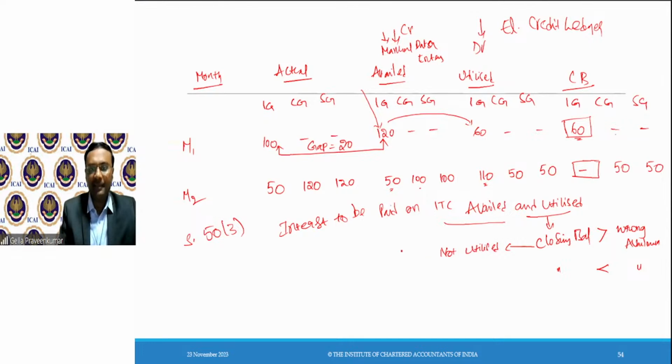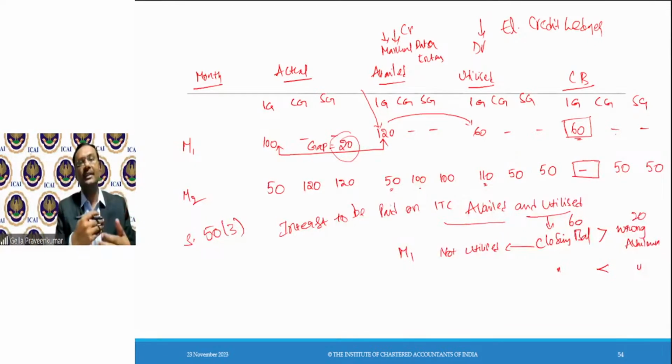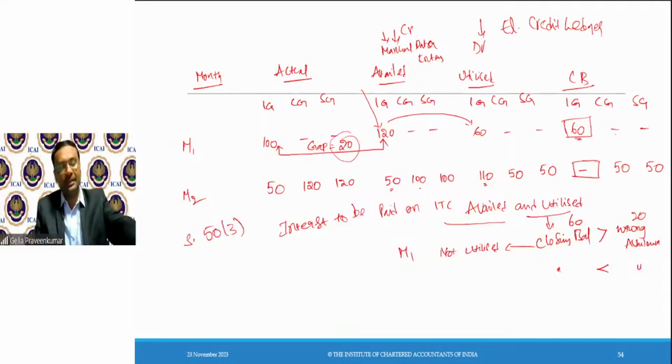Now, this has happened in the case of month 1. In month 1, my closing balance is 60 rupees. What is the wrong availment? My wrong availment is 20. The provision says that because you have sufficient input tax credit, if the GST officer asks you to reverse, say, Praveen, reverse this 20 rupees, do I have sufficient balance? I have sufficient balance in closing balance. So they say you have not utilized that particular input tax credit. In case of month 1, no interest.